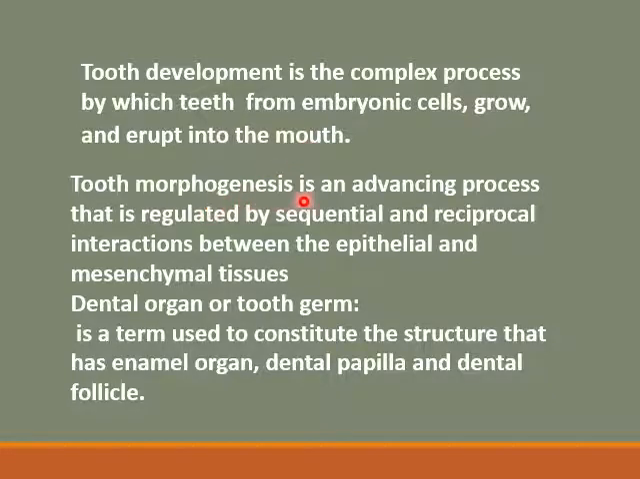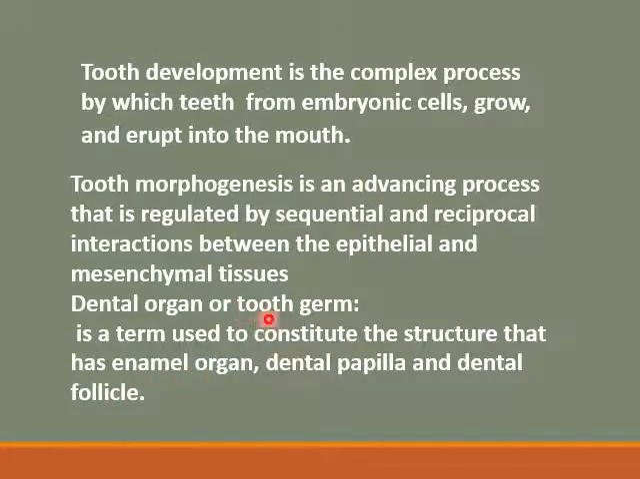Tooth morphogenesis is an advanced process that is regulated by sequential and reciprocal interaction between the epithelium, which covers the surface of the oral cavity, and the layers below the epithelium, which is called mesenchymal tissue or connective tissue. The dental organ or tooth germ, which forms the tooth in the future, is the term used to describe the structures that include the enamel organ, dental papilla, and dental follicle or dental sac.